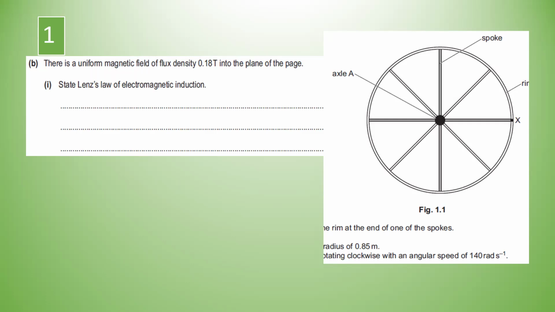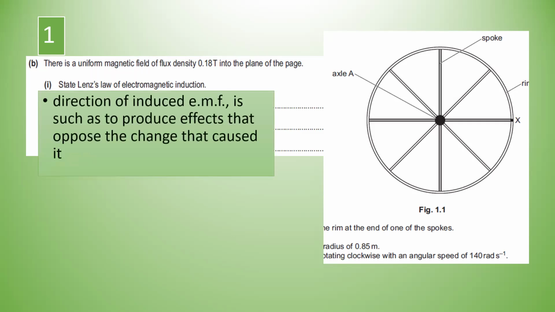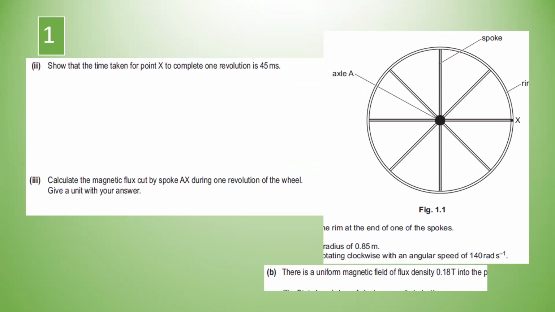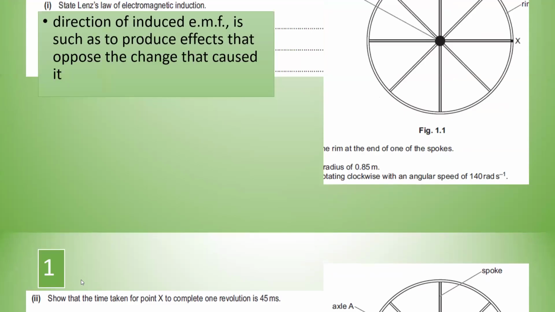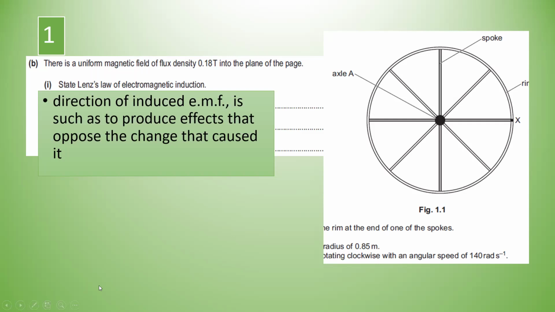Hall effect, 2023. Direction of induced EMF is such as to produce effects that oppose the change that caused it. Memory work. That means the negative sign, is it? No need to worry about the negative sign. Negative sign is Lenz's law. Okay.